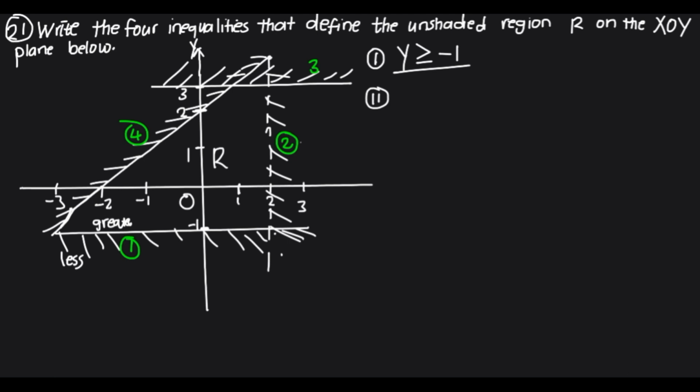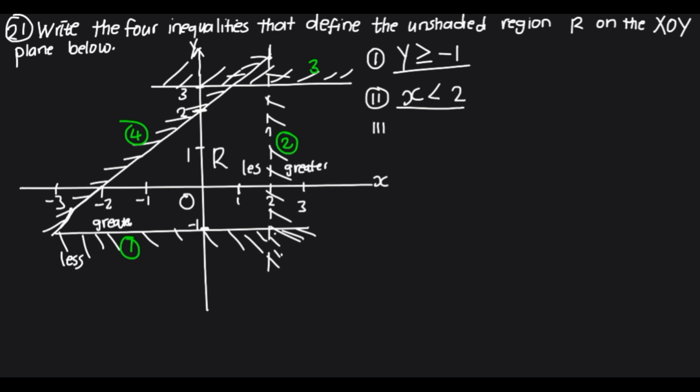Then our second inequality, we can see this line, the line that I've indicated with the number 2. This one is cutting the x-axis at 2. So we have 2 here. Now let's look at the region of consideration. The greater region is shaded, then the less is unshaded. So we want the less. Now since this line is dotted, we are just going to use less than. We are not going to put the equal to sign.